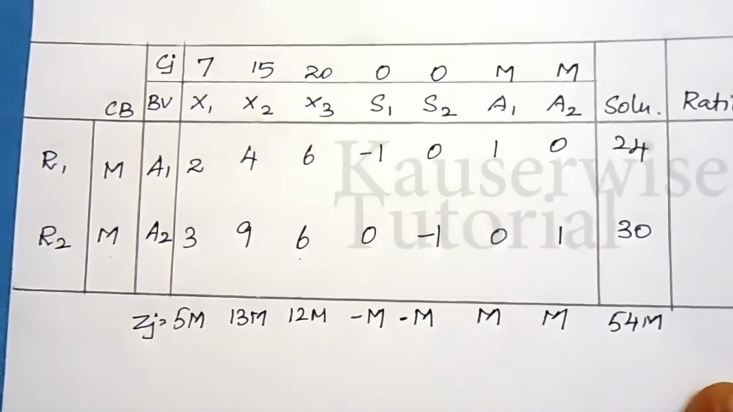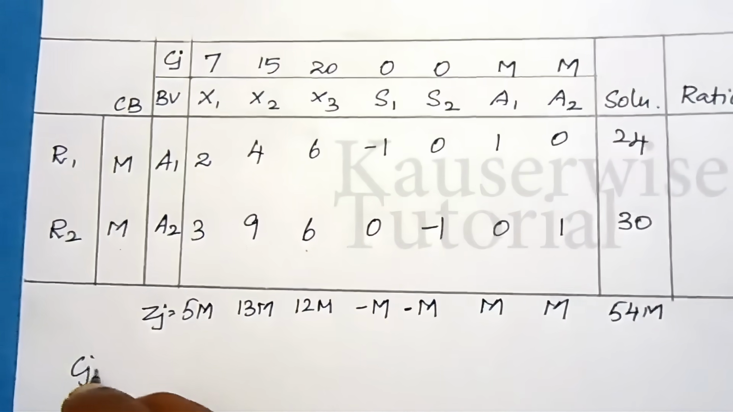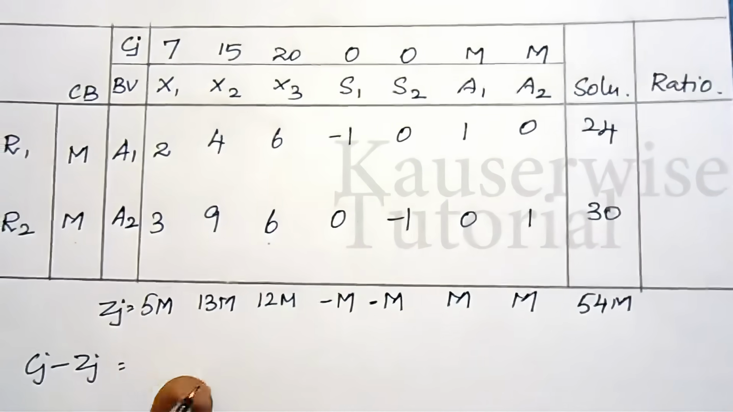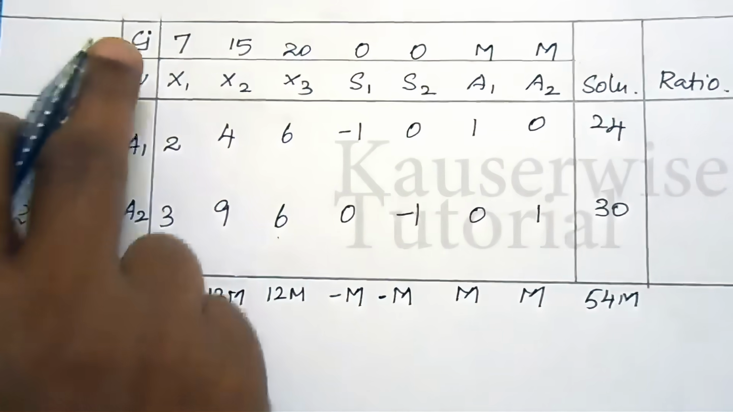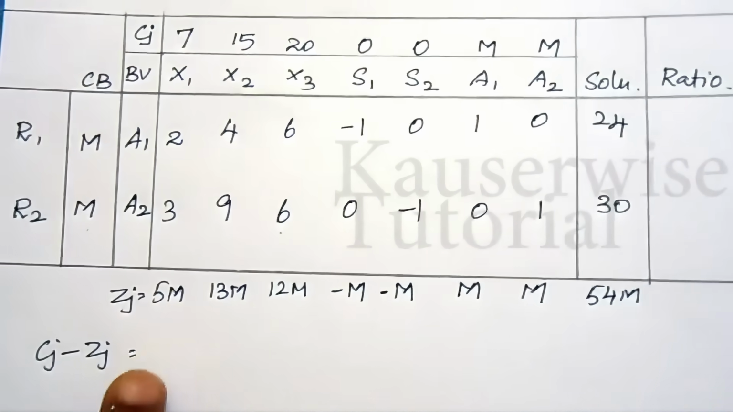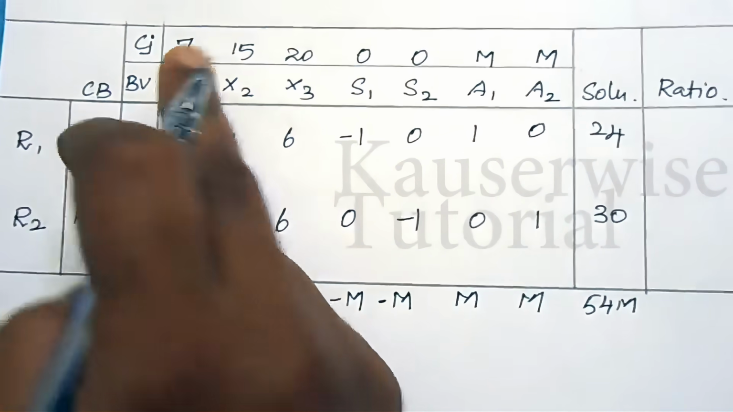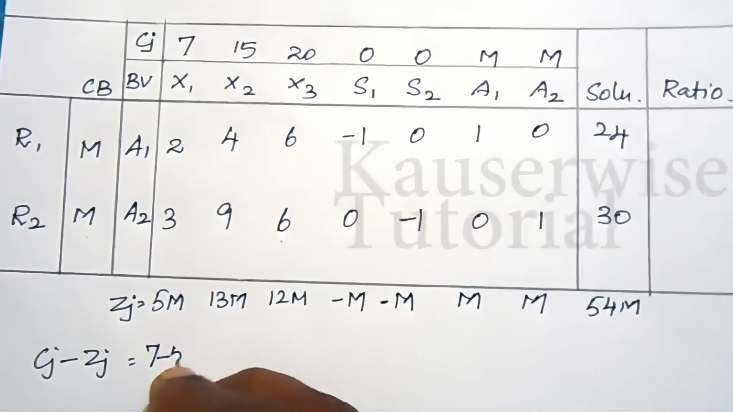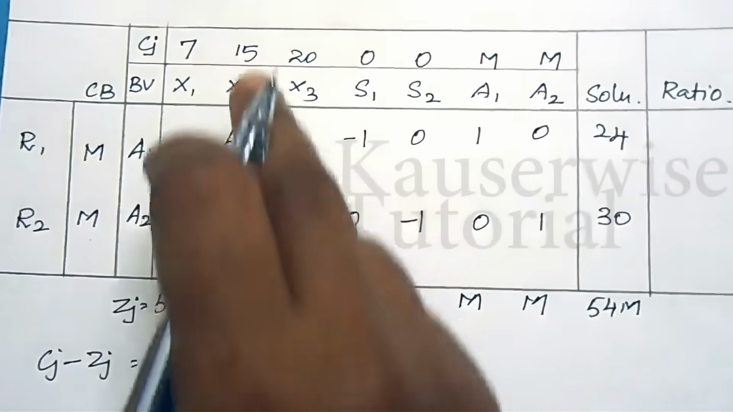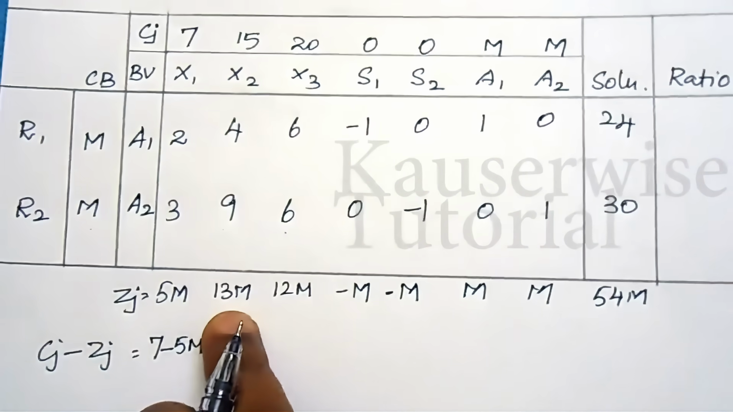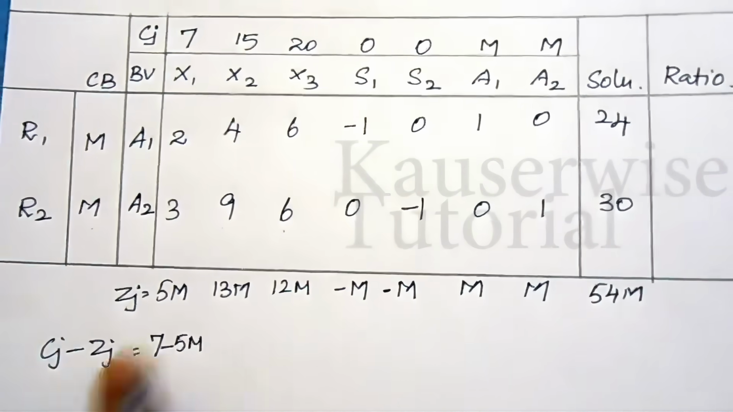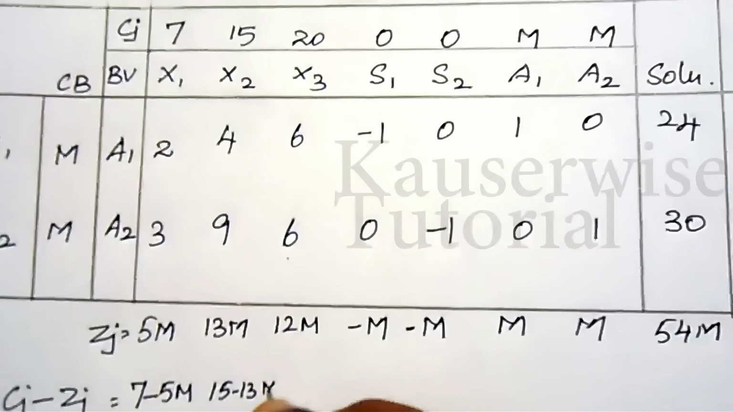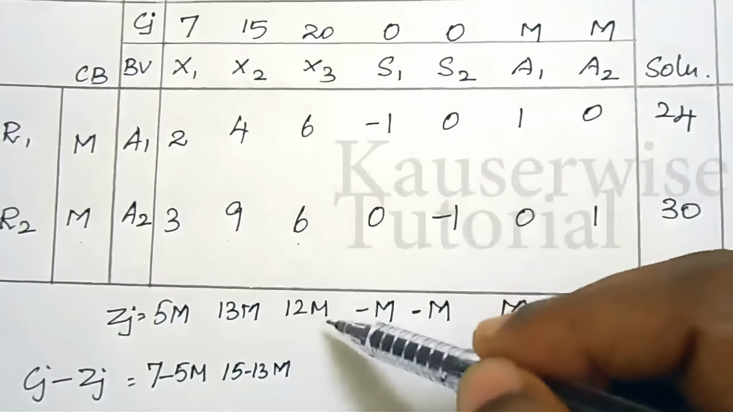After finding Zj, the next step is Cj minus Zj. We need to compare Cj and Zj and find the difference. The formula is Cj minus Zj. Look at the first value: Cj is 7, Zj is 5m, so the answer is 7 minus 5m. Next value, Cj is 15, Zj is 13m, so Cj minus Zj is equal to 15 minus 13m. Next value, 20 minus 12m.